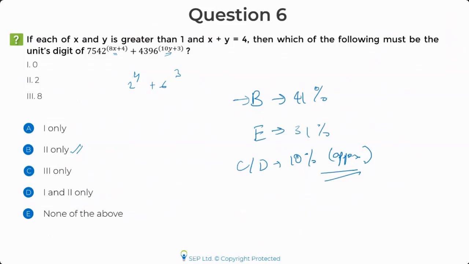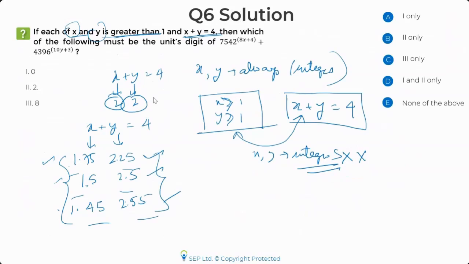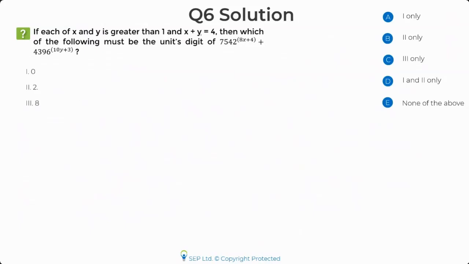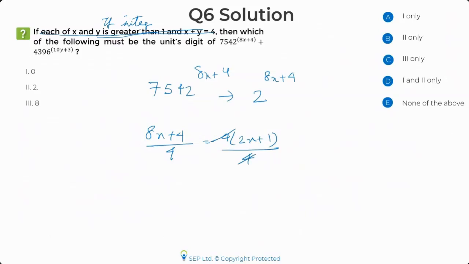In this case, notice one interesting thing. If x would have been an integer, then notice this information really is kind of redundant. There's no need of this information if it would have been an integer. The reason is, for example, 75428 to the power 8x plus 4, and when you're finding the unit digit, you're just worried about the unit digit. Notice 8x plus 4, if you're looking at the cyclicity, is completely divisible by 4. So if x would have been an integer, technically, there is no need of x as such.